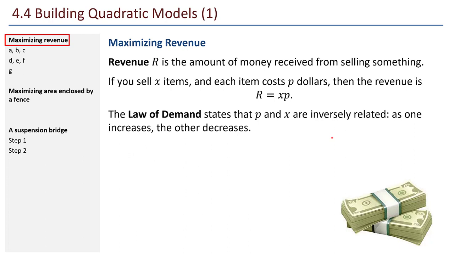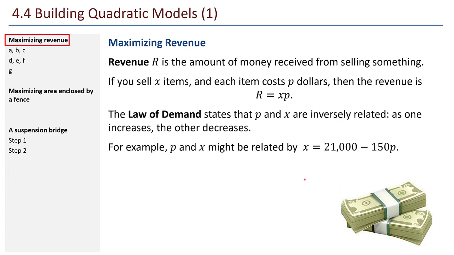But there's something else interesting that goes on. The law of demand states that price and number of items sold, P and X, are inversely related. As one increases, the other decreases. And you can imagine, right, if your price is very high, then you won't sell very many items. And if your price is very low, then people will love it and they'll buy a lot of your items.